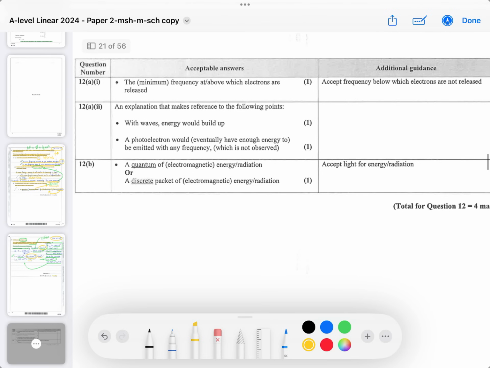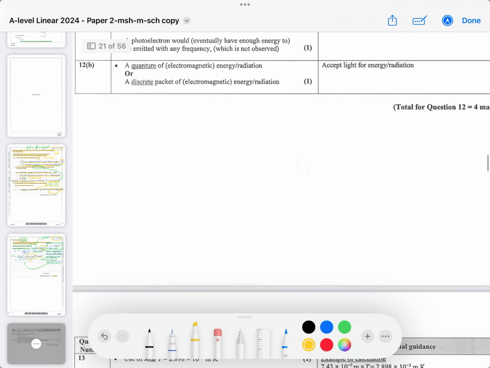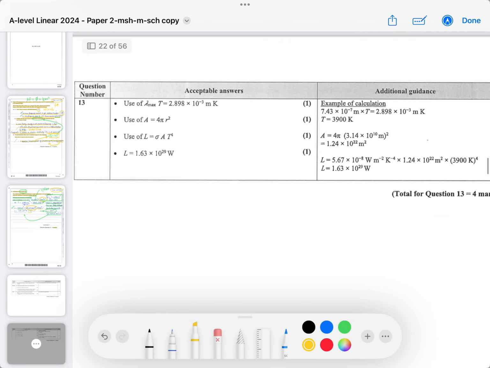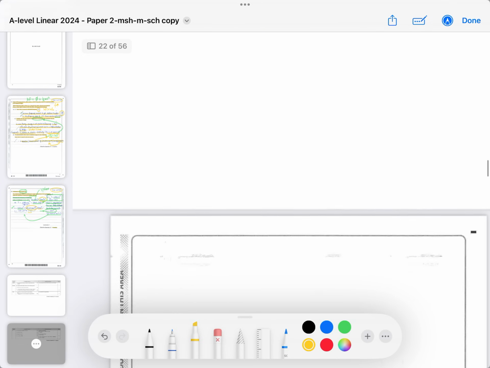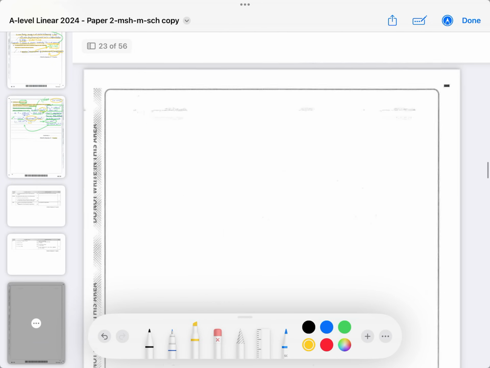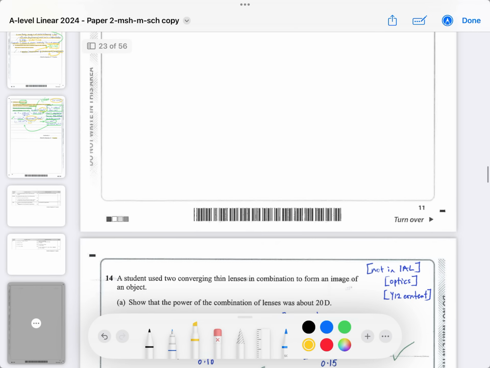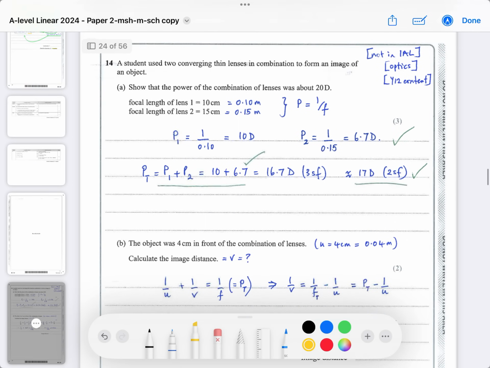Question 12, which we looked at before, about the photoelectric effect. You can stop the video, and this is the question we just did. Question 13. Okay, going to do one more question, and then I'm going to have a pause. Go and get something to eat.